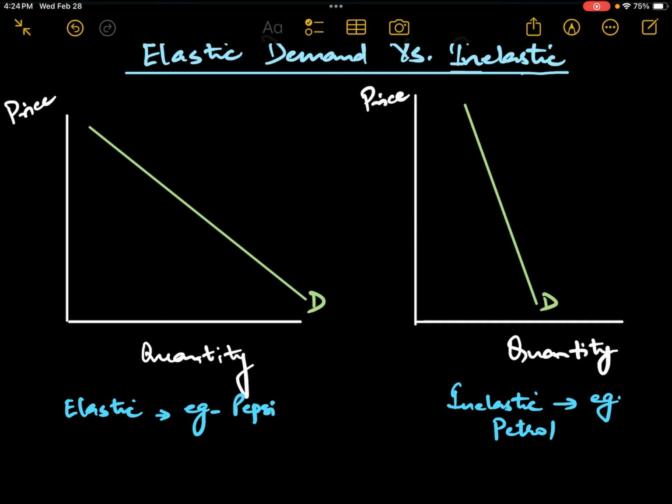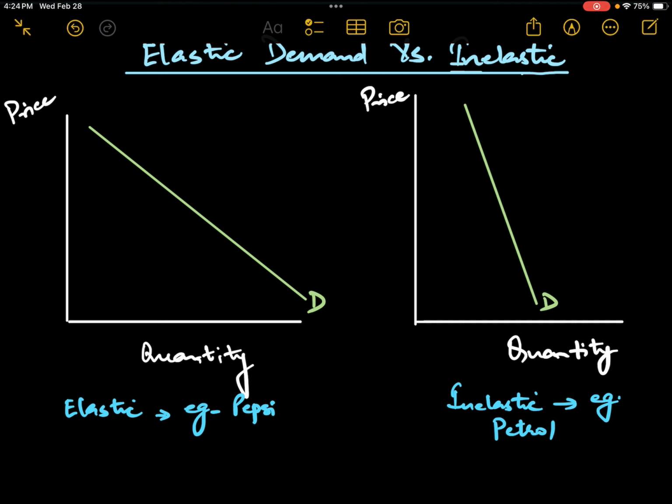So it means if the price of Pepsi goes up, the demand for Pepsi is likely to fall more percentage-wise as compared to probably another product which does not have a substitute. For example, petrol. Now in case of petrol, what happens? Even if the price of petrol goes up, the responsiveness of change in the demand for petrol is not that much. People will not stop buying petrol because they don't have easy substitutes available.